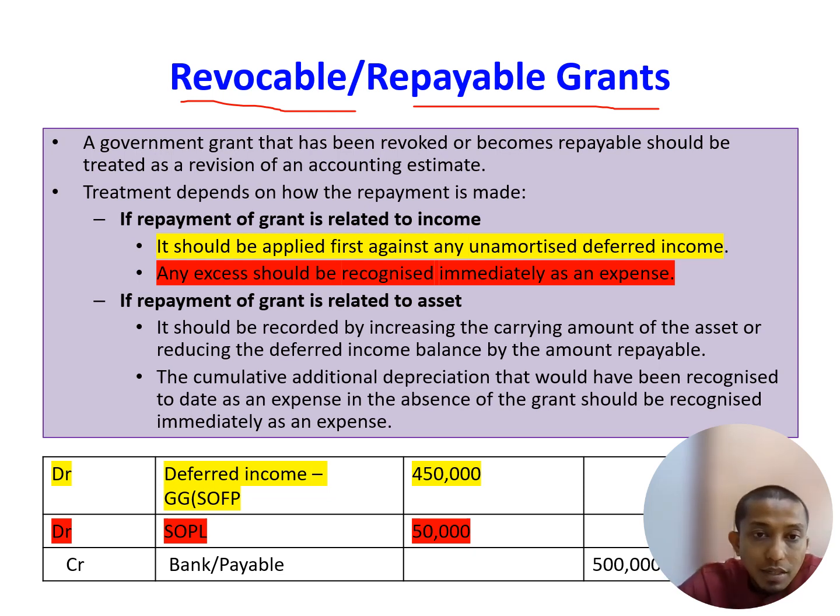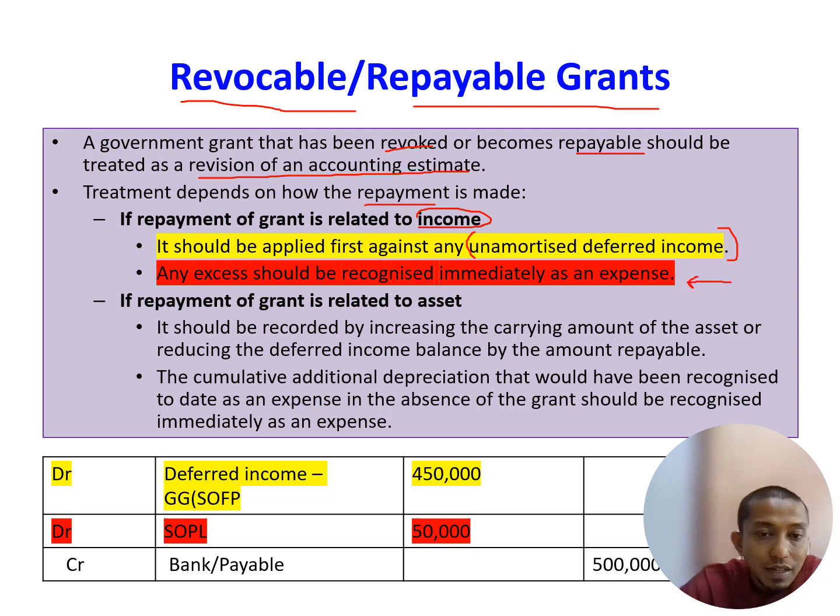Right. So if a government grant has been revoked or becomes repayable, it should be treated as a revision to the accounting estimate. The treatment depends on how the repayment is made. If the repayment of the grant is related to income, the repayment should be applied first against unamortized deferred income. So we need to finish all our unamortized deferred income. Any excess should be recognized immediately as an expense, if any.